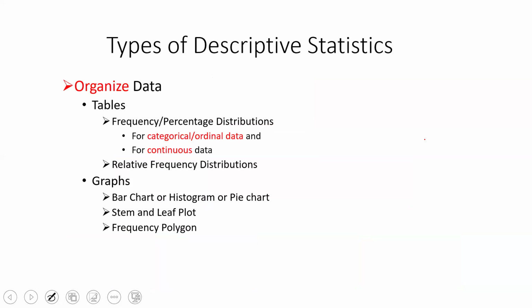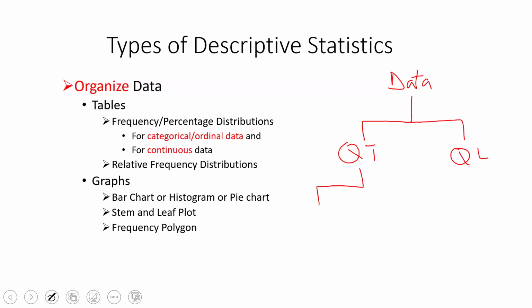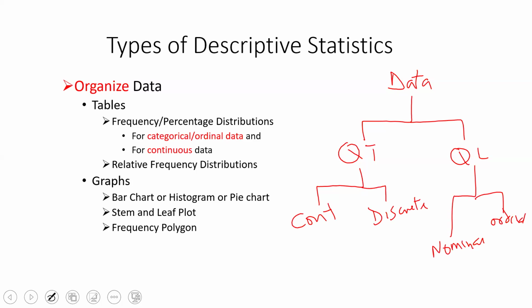For the frequency distribution, we use it for both categorical or ordinal data and for continuous data. Let me just quickly take us back. I said we have data. Data can be quantitative or qualitative. Quantitative can be continuous or discrete, while qualitative can be nominal or ordinal. I'm going to be making references to all these terms as we continue.